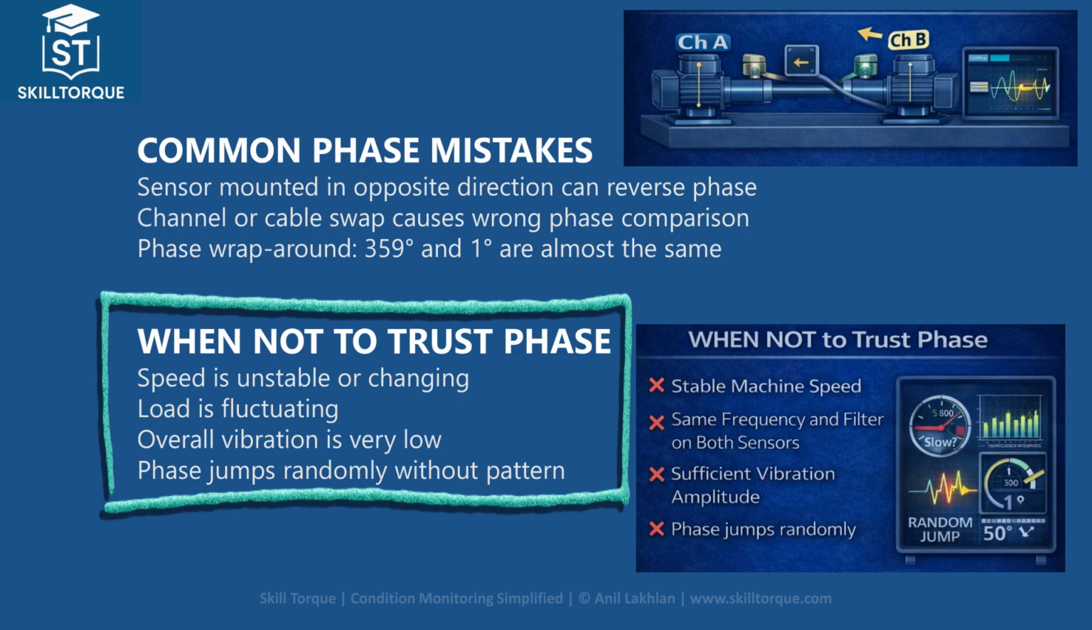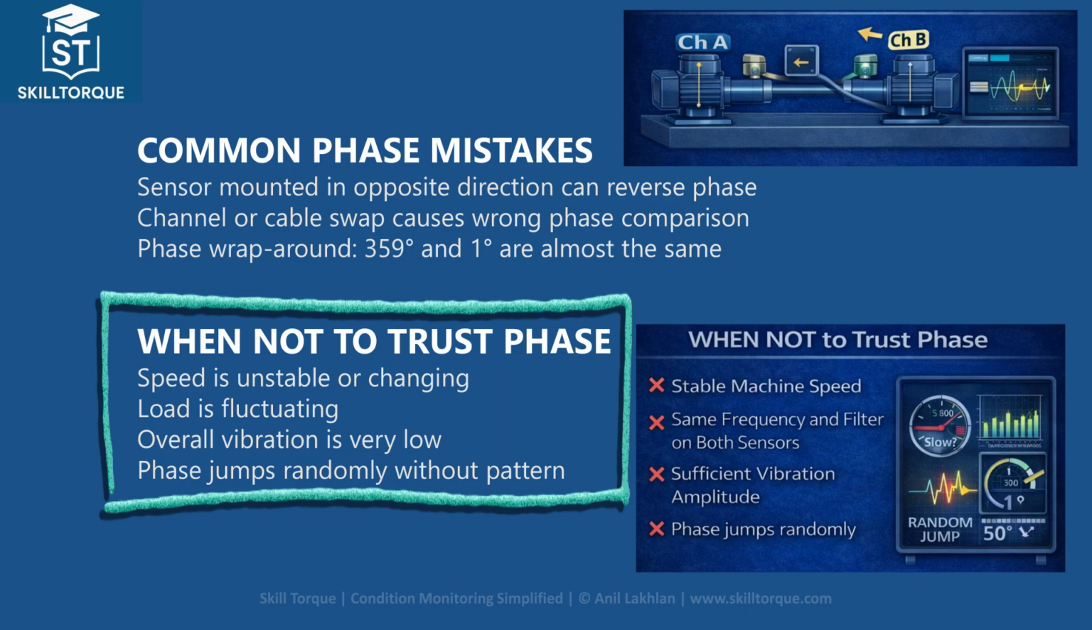In such cases, what will happen? The phase will become unstable, and definitely it will mislead you. So always remember, stable machine means stable phase, and unstable machine means unstable phase. In real troubleshooting, what do we normally do? First we confirm whether the speed and loads are stable or not.